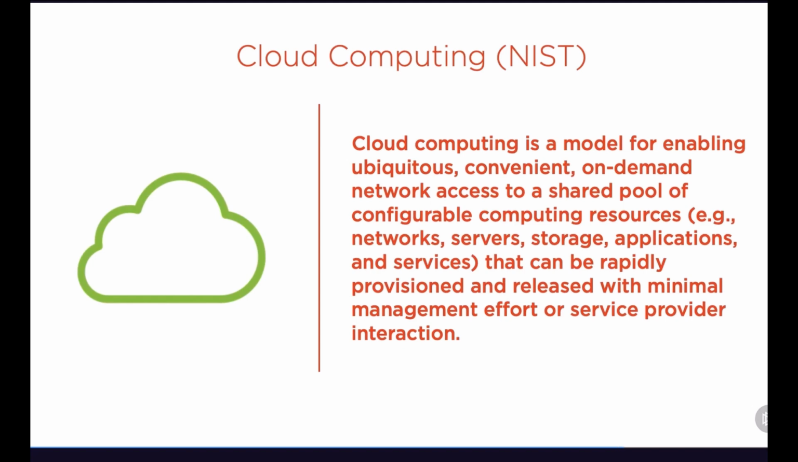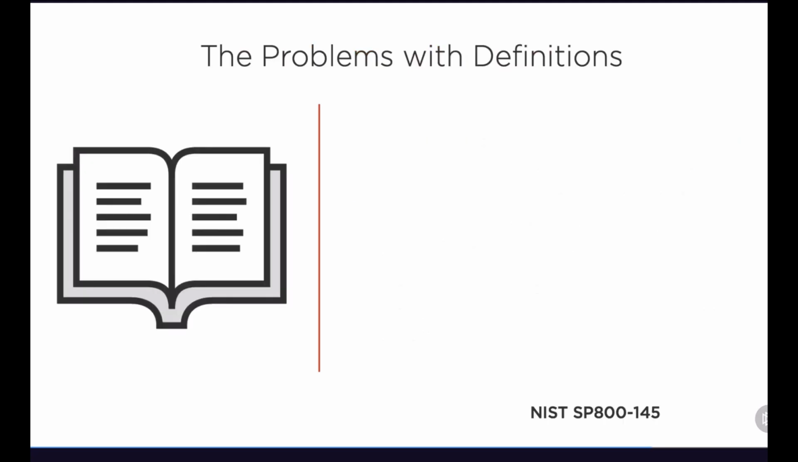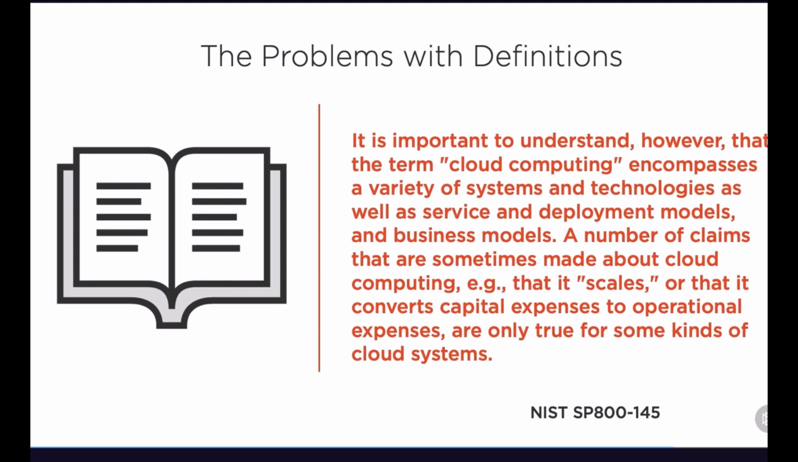For example, networks, servers, storage, applications, and services that can be rapidly provisioned and released with minimal management effort or service-provider interaction. The problem with these definitions is that there are many, many different deployments of the cloud. So NIST admits this in their statement. It is important to understand, however, that the term cloud computing encompasses a variety of systems and technologies, as well as service and deployment models and business models.